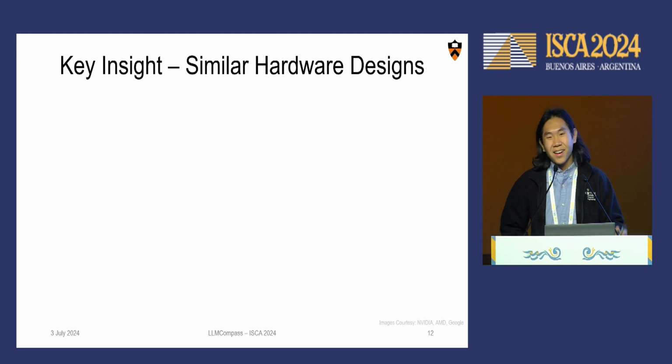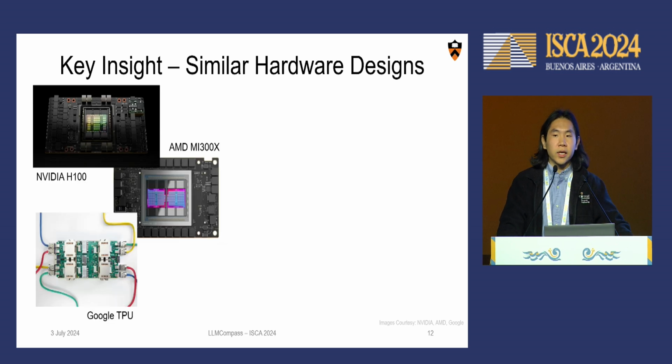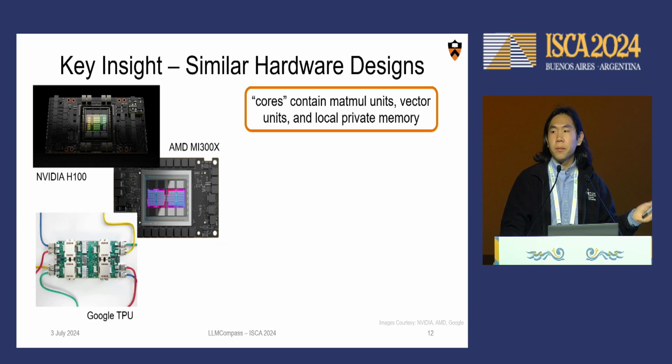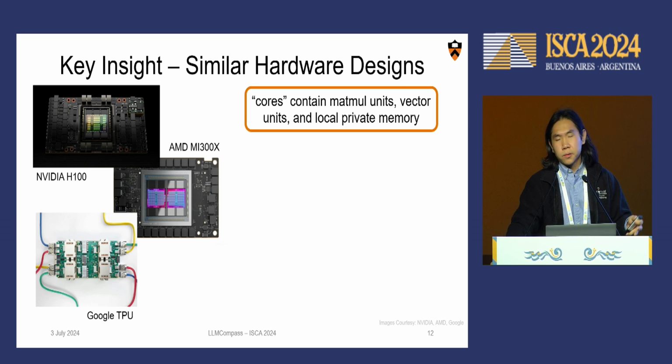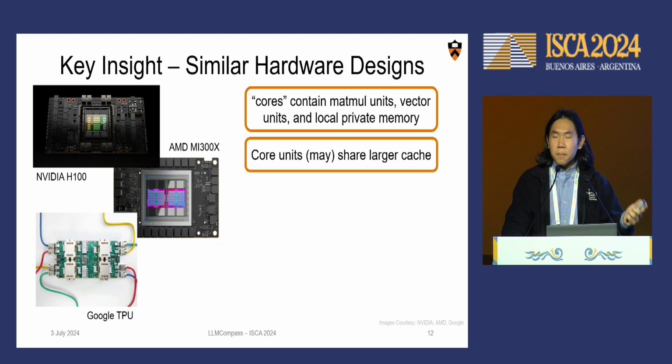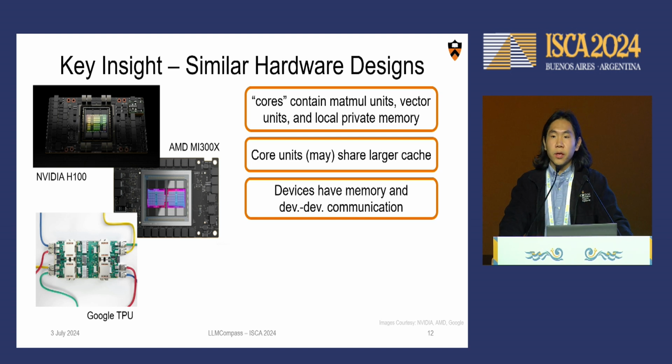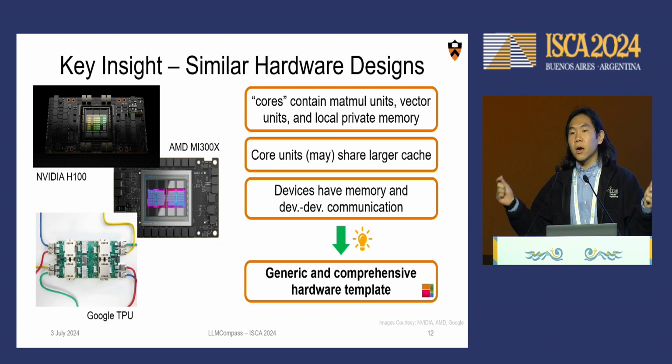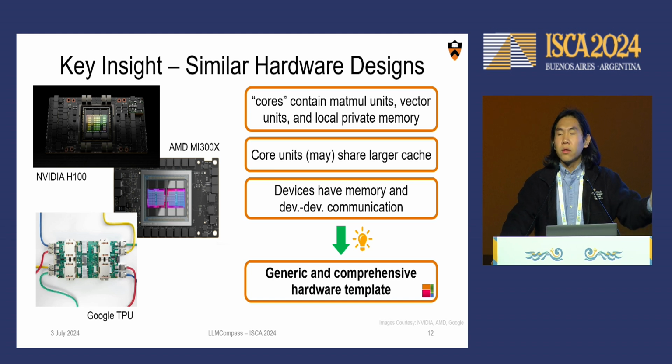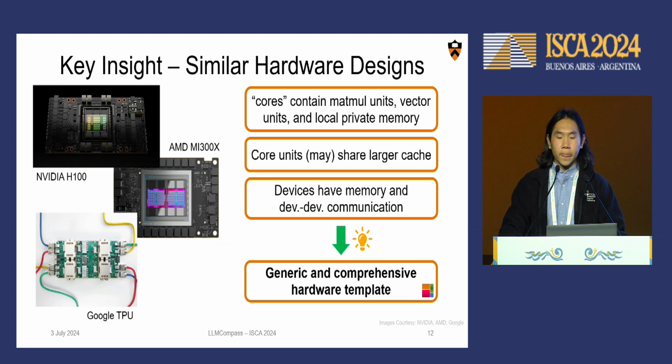Our second key insight is that the bleeding edge hardware used for LLM inference all have similar hardware designs. Shown here are 3 flagship products from 3 different vendors. But they all have a notion of a core unit, which will contain matrix multiply units, vector units, as well as local private memory. They may be connected to a larger cache or shared memory. And they all have support for device-to-device communication and off-chip memory accesses. So our second insight is we can create a generic yet comprehensive hardware template which can model a variety of hardware designs we're interested in studying.